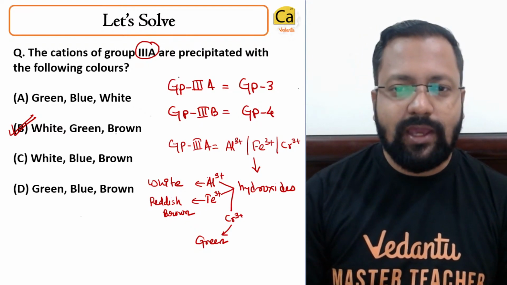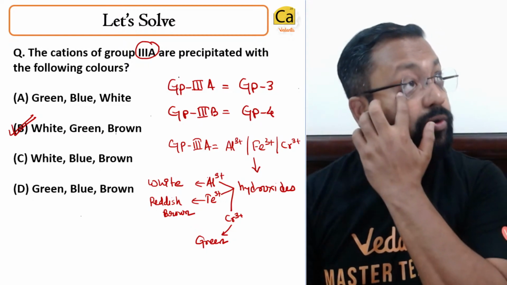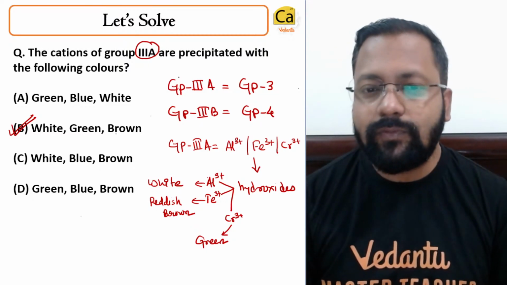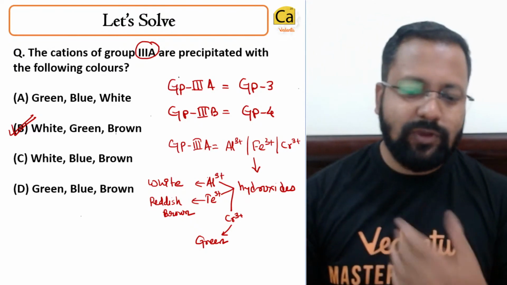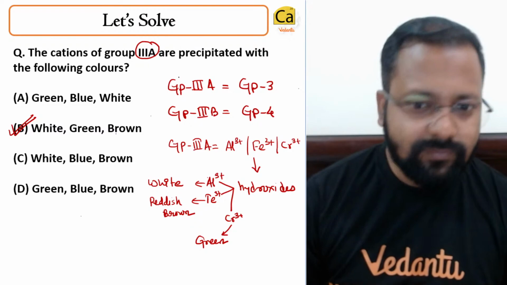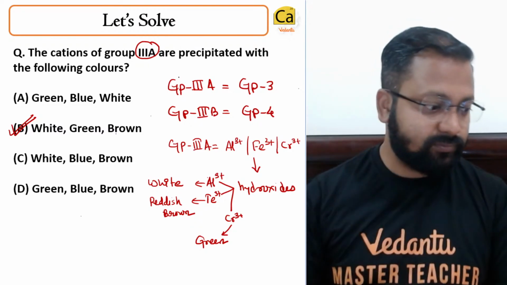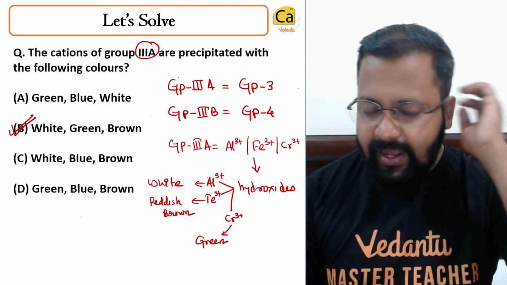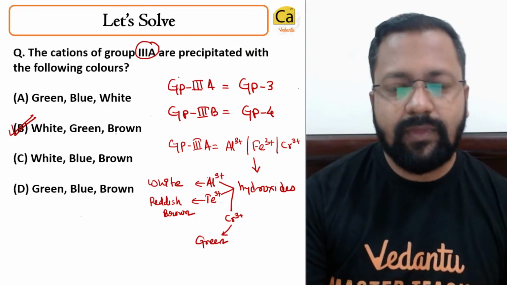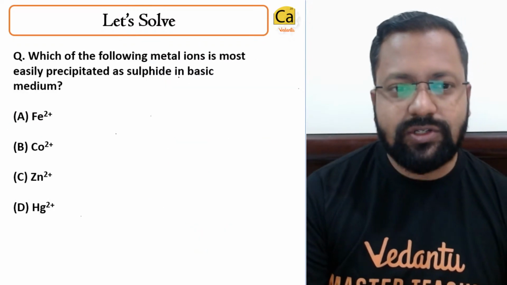Look, to remember some things, either you need to use some mnemonics of your own or you need to practice. Without practice you cannot remember these things. Is that clear? The right answer is B. Let's go on to the next question.